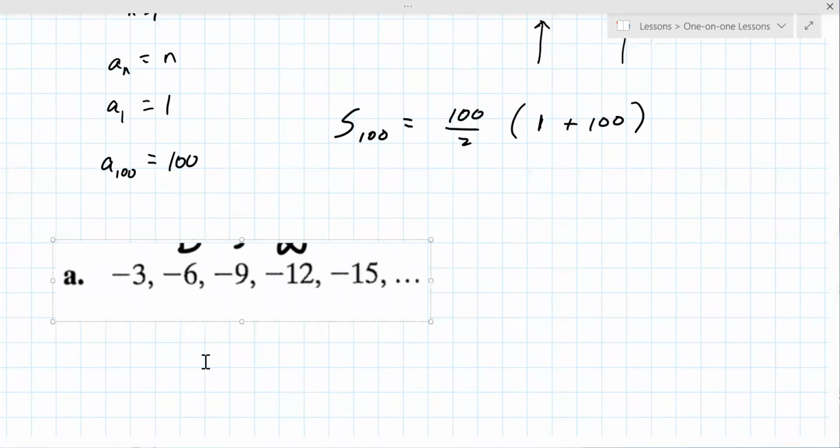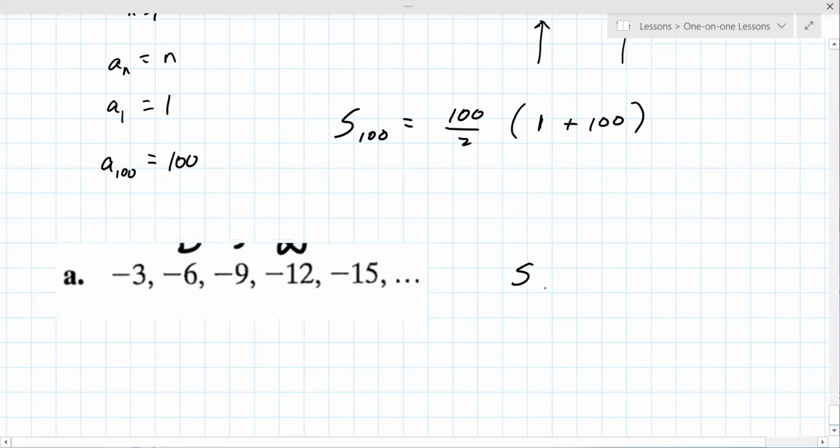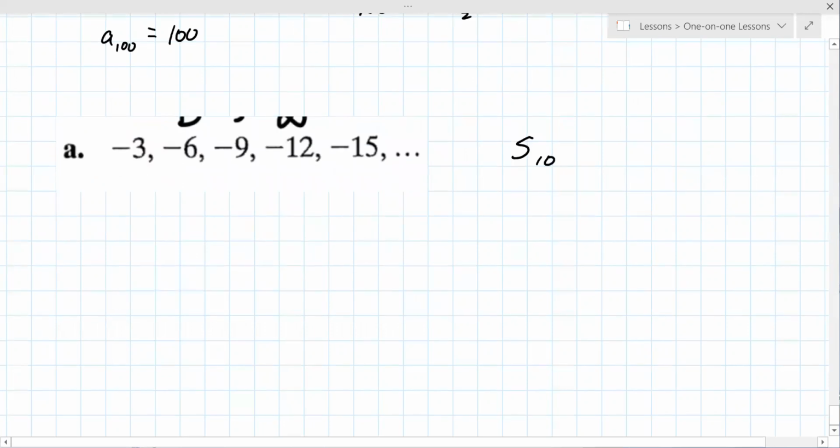Okay, so let's change that. Let's do the first 10 terms, because that's okay. So the sum of your first 10 terms is 10 over 2. It's n over 2 times A1. Sorry, A1. But you know A1 now. A1 is minus 3.